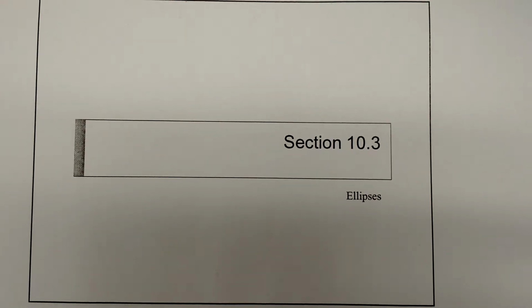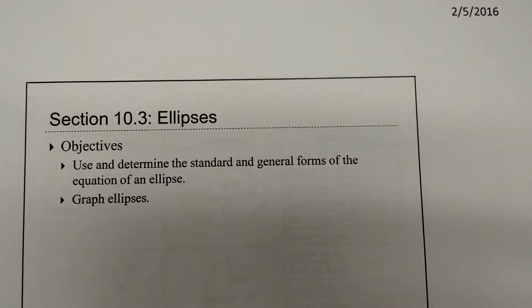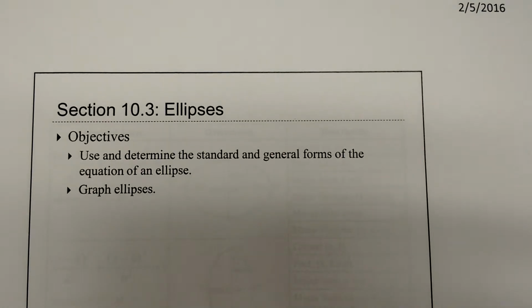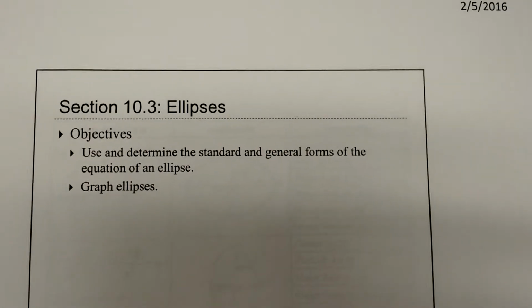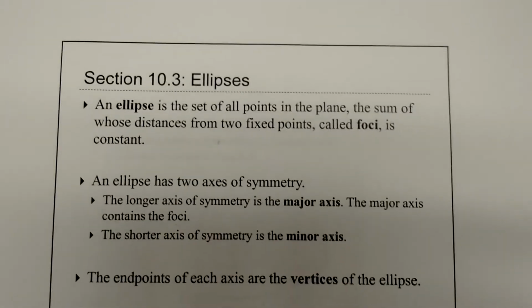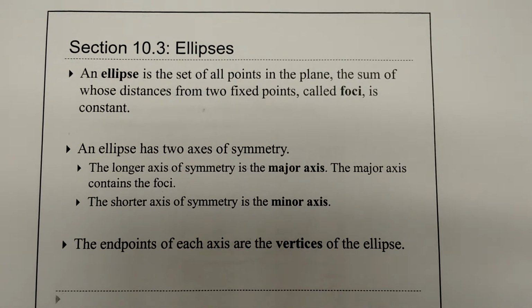Here we have 10.3, which deals with ellipses. So objectives: use and determine standard and general forms of the equation of an ellipse, and then graph a set of ellipses. An ellipse is a set of all the points in the plane, the sum of whose distances from two fixed points, called the foci, is constant.